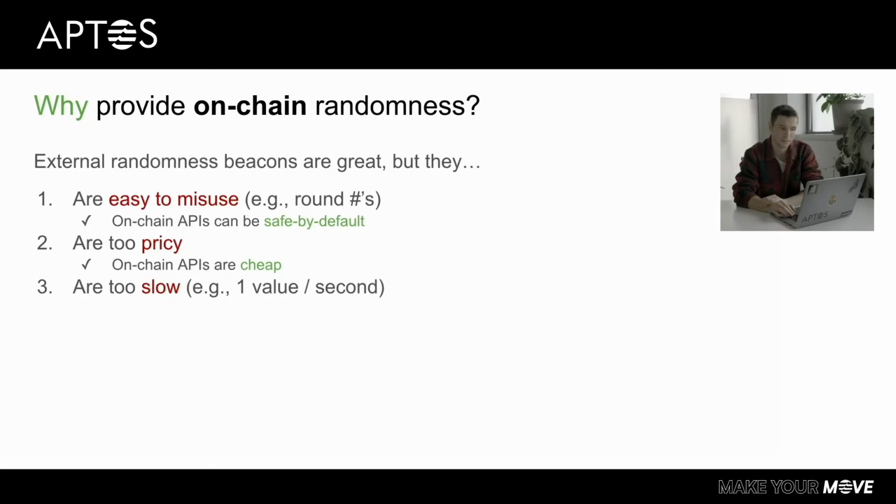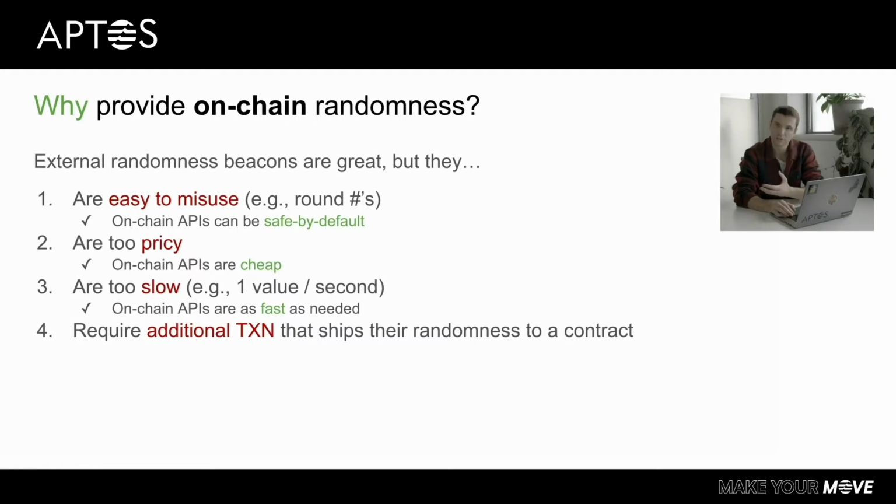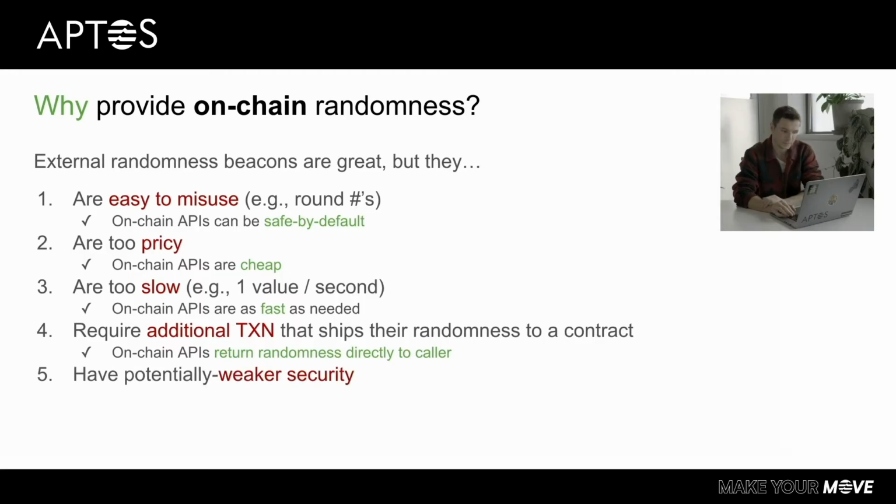They're too slow. One value per second, for example, if you use the DRAND randomness beacon. Whereas an on-chain API is very fast. You can produce randomness as quickly as you need it by calling a Move function. And they require additional transactions to ship this randomness to your contract. Whereas with an on-chain API, you can directly return the randomness to the caller. And lastly, they have potentially weaker security, whereas an on-chain API is as secure as the Aptos blockchain itself.